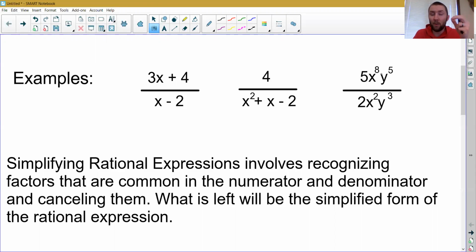So essentially we're taking simplifying fractions up a step. We're going to have to recognize factors in our numerator and denominator, and by factors we mean things that are multiplied to make whatever we see there. So we're going to do a lot of factoring. We're also going to be recognizing common pieces in the top and the bottom, the numerator and denominator, and we're going to cancel those out, and what's left is going to be the simplified form of that rational expression.